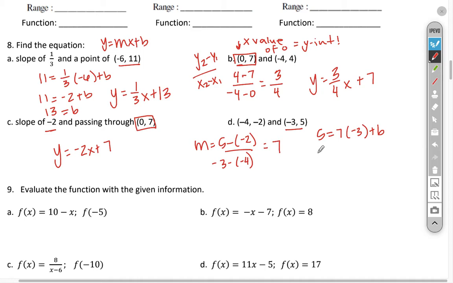All right, then we're going to continue to work this out. So we have 5 equals negative 21 plus b. We're going to add that 21 to the other side, and we get b equals 26. So now we know our m, we know our b. So y equals 7x plus 26. Hopefully all of this is coming back to you and making sense.